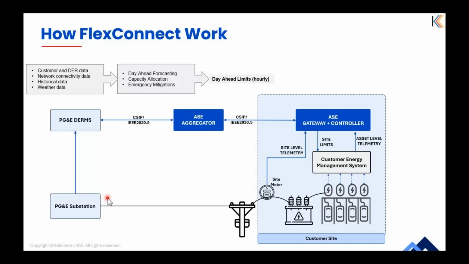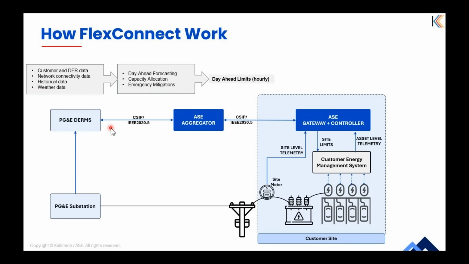So let's start at the top, the PG&E system. PG&E DERMS on the left here uses sophisticated forecasting mechanisms, taking inputs like customer data, network information, historical trends of consumption and generation, weather forecast, etc. And from this, the DERMS determines the safe operating limits for the grid on an hourly basis, generating day-ahead limits for each participating FlexConnect customer.